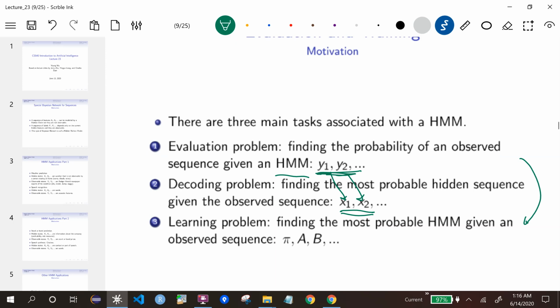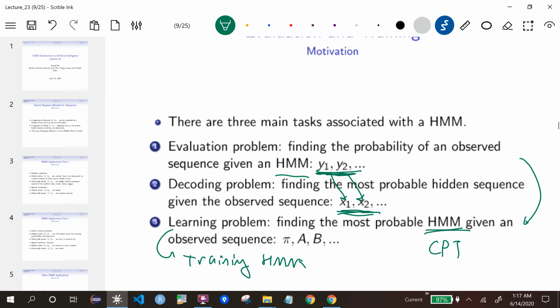And the last one is perhaps the most interesting one and the most difficult one. Given basically a bunch of sequences, a training data with missing values of X, how do we figure out what conditional probability tables to use? So basically it's finding the parameters. So basically here, the learning problem is basically training an HMM.